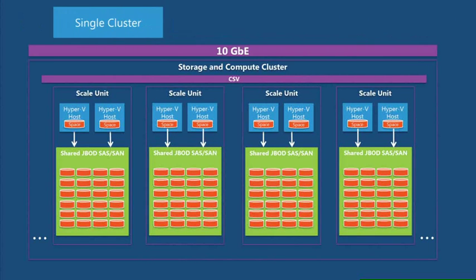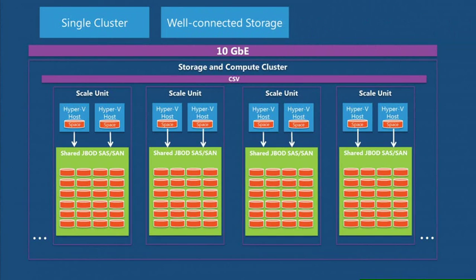Well, what we can do is we can create a single cluster that looks like this. We can then have well-connected storage, and what I mean by well-connected storage is that each host in the cluster is directly connected to storage. And we could use either our new storage spaces capability or a traditional storage area network. Okay? So you can see here, if you were at the principals talk, you can see here that we've defined scale units of 2 hosts.